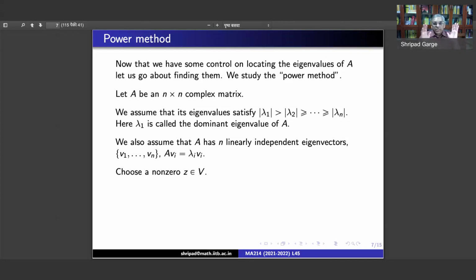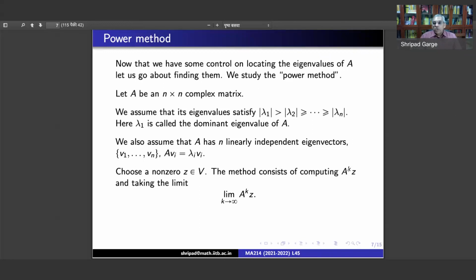So the algorithm consists of choosing some non-zero z in your vector space. By vector space, I mean the n by 1 column vectors on which your matrix will act. You choose a non-zero vector, and then you compute the powers A^k z. You take various powers of A and apply those powers on z. So you will have z, then Az, then A acting on Az, and so on. You will compute these powers acting on z, and finally we will take the limit.